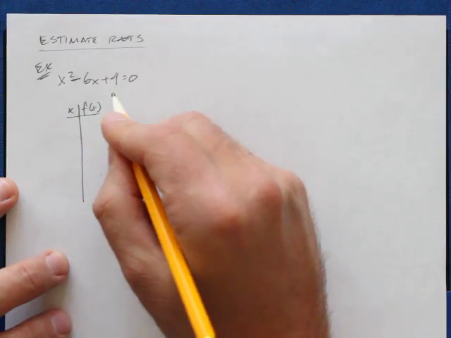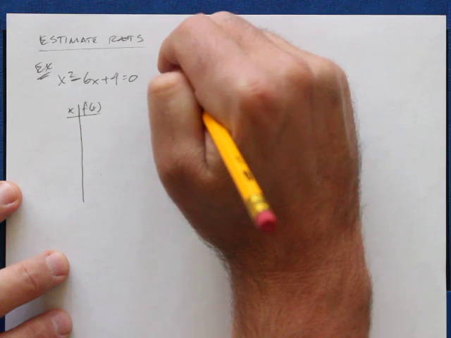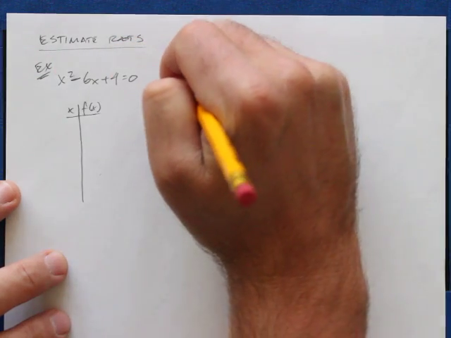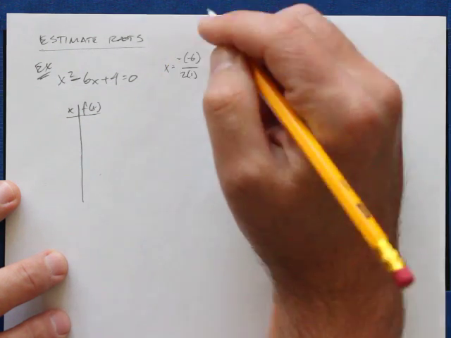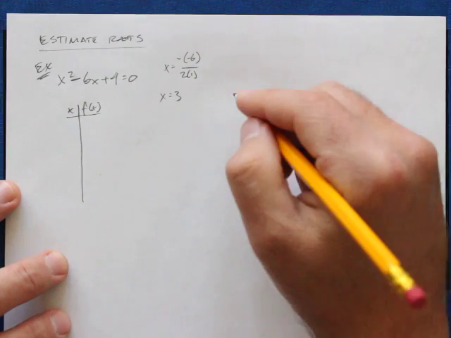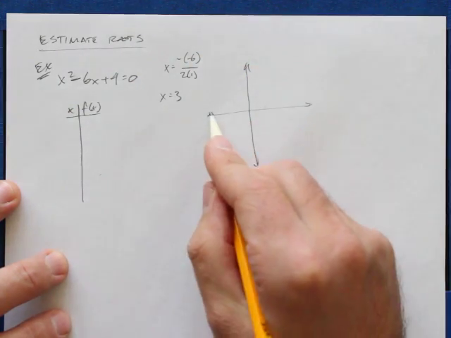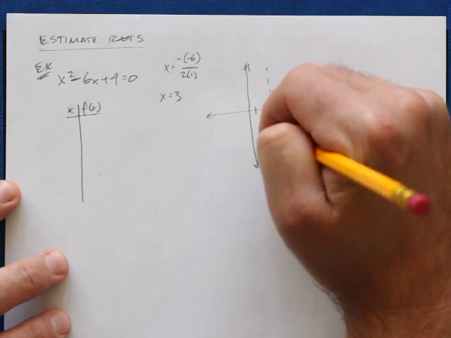Let's find the vertex first. X equals negative b over 2a. So negative negative 6 over 2a, which is 2 times 1. So negative negative 6 is positive 6 divided by 2. X equals 3 is my vertex, or my axis of symmetry. 1, 2, 3. There's my axis of symmetry.